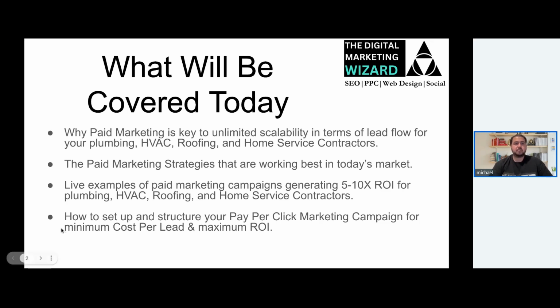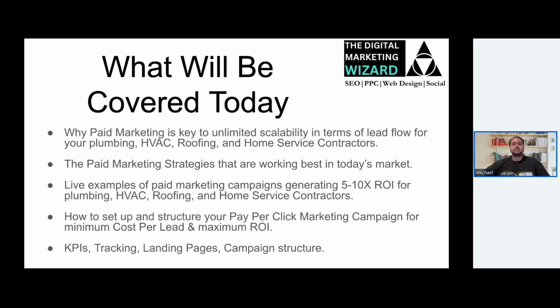Finally, we'll be tracking KPIs, tracking landing pages, campaign structures, all the things you want to be thinking about if you're spending money, or if you're going to be spending money, on paid strategy.